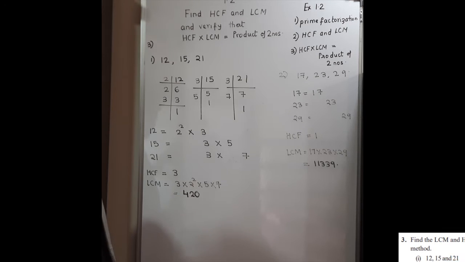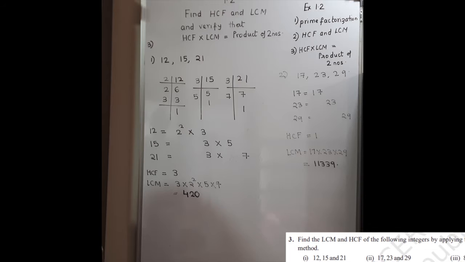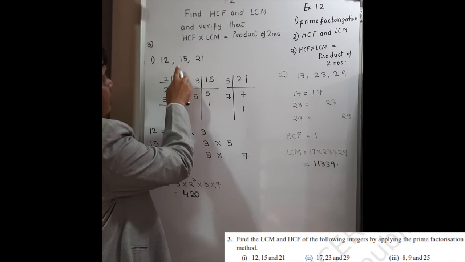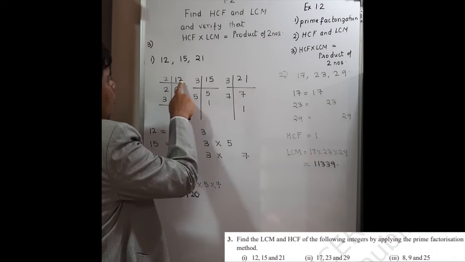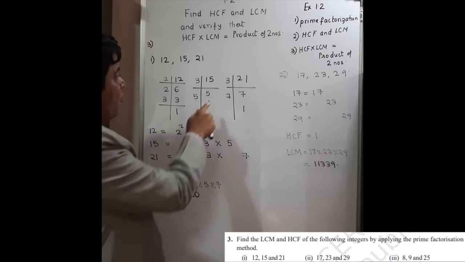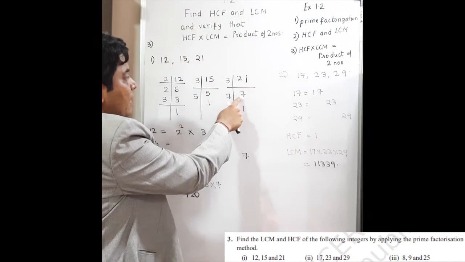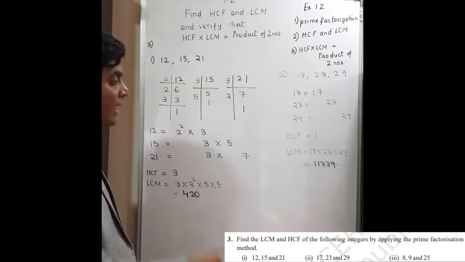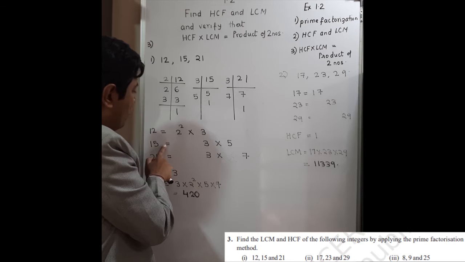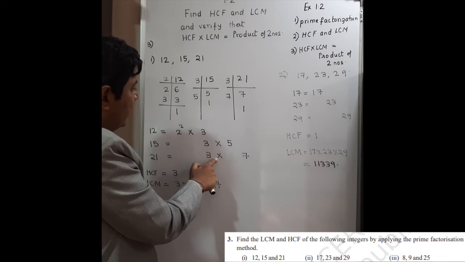Now let us look at sum number 3. We are given three numbers and we have to find the HCF and LCM of the three numbers. So now we will first do the prime factorization of 12, 15 and 21. 12 is 2 6s are, 2 3s are, 3 1s are. 15 is 3 5s are, 5 1s are. And 21 is 3 7s are, 7 1s are. So again I will write it in the format 12 is equal to 2 square into 3, 15 is equal to 3 into 5 and 21 is equal to 3 into 7.